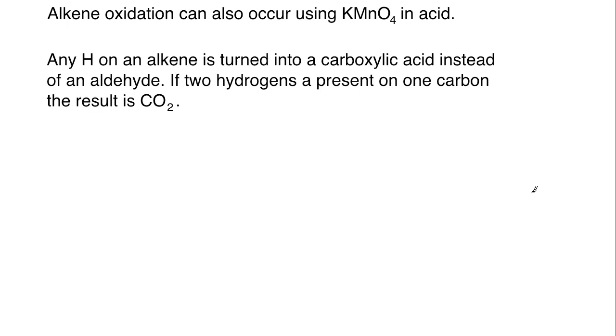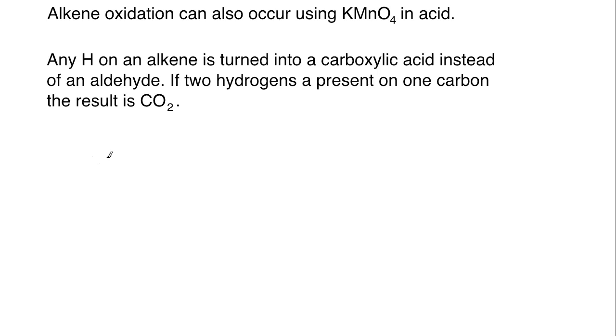It says any hydrogens on an alkene that are present are going to be turned into a carboxylic acid instead of an aldehyde. If there are two hydrogens present on a single carbon in that alkene, you will get carbon dioxide as the result instead of an aldehyde. And then if they are fully substituted, you will still get ketones like we saw above.